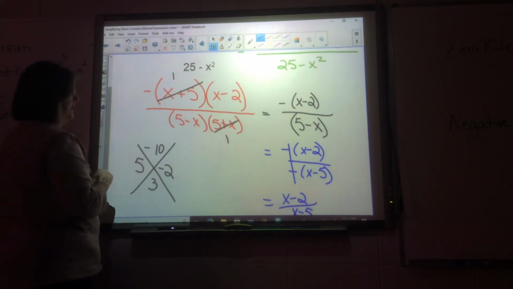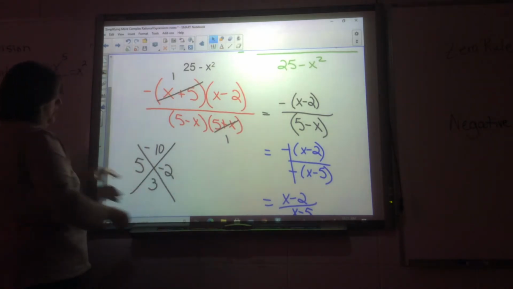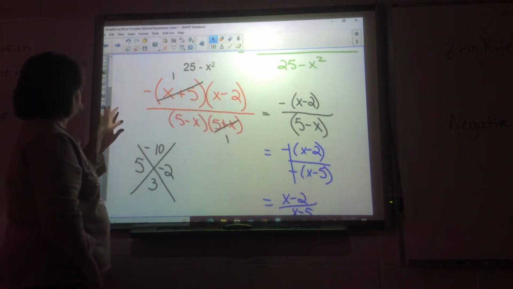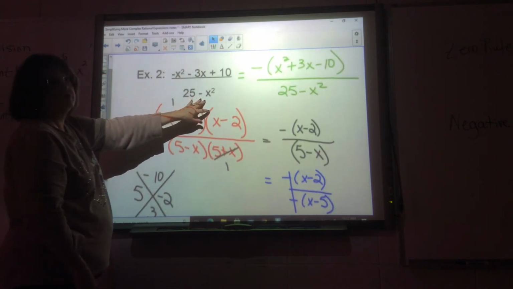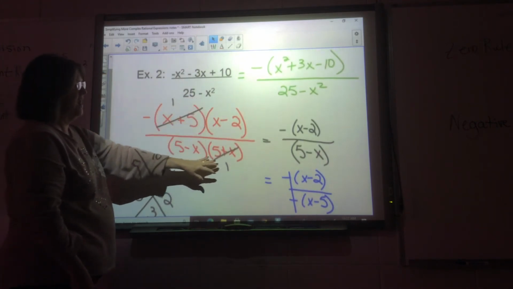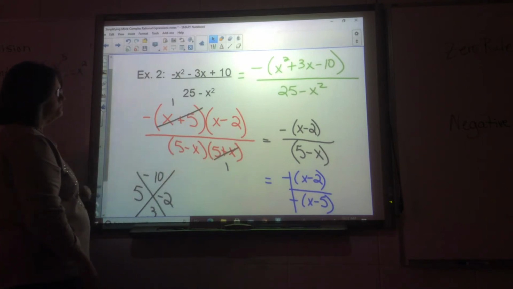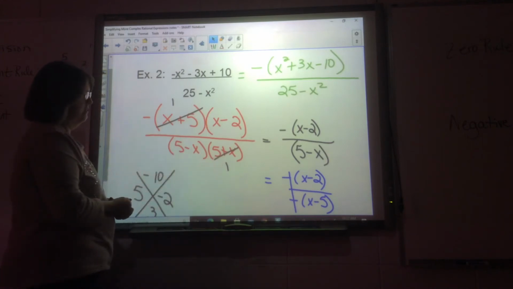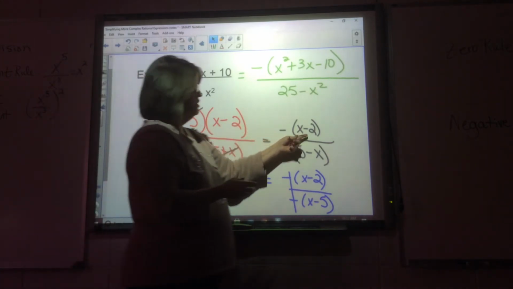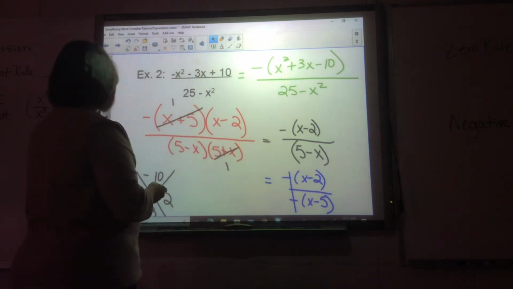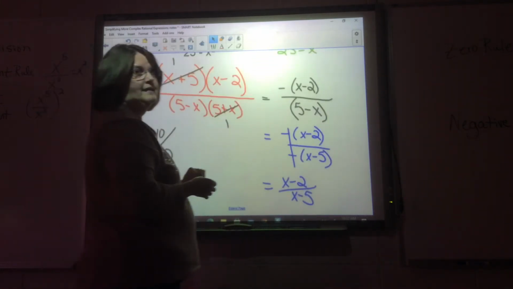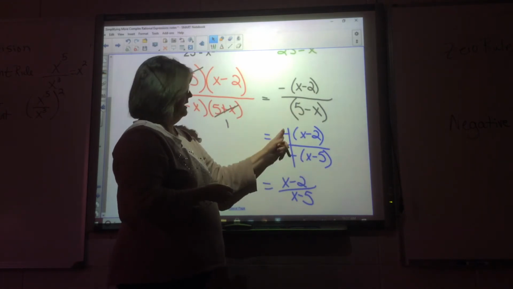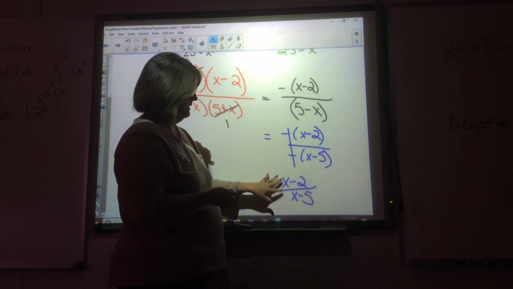You want your 2 to be negative, because you want positive 3 when you add. So that's x plus 5 over x minus 2. The denominator is the difference of 2 squares, so that's 5 plus x and 5 minus x. Now, the x plus 5 and the 5 plus x cancels, and then you have negative x minus 2 over 5 minus x left. Now, what you will probably see them do is pull a negative sign out of this and change this to x minus 5. And negative over negative is positive, which would be x minus 2 over x minus 5.